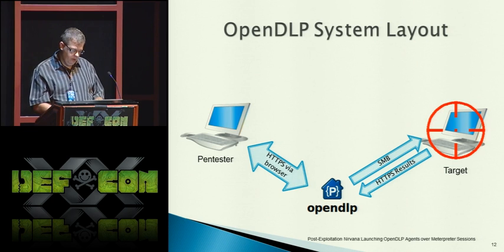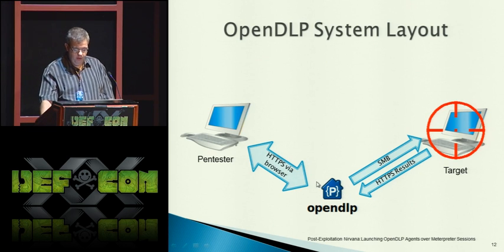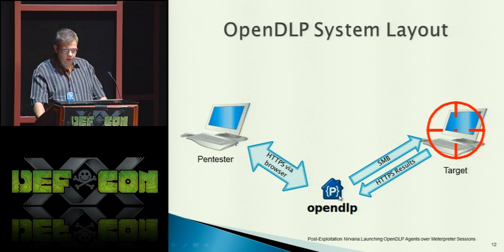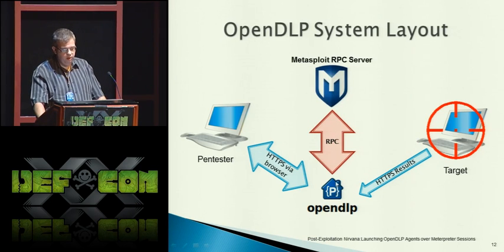And here you can see the typical OpenDLP setup as it is now. The pen tester here hits OpenDLP via his browser, which then deploys with SMB. Periodically, the agent running on the target posts back results to OpenDLP, and will even tell OpenDLP when it's finished, and it'll be uninstalled by SMB. Well, we've gone and removed this SMB and replaced it with RPC communications to the Metasploit RPC server. We can do all the exact same things over this RPC.